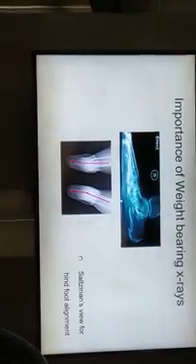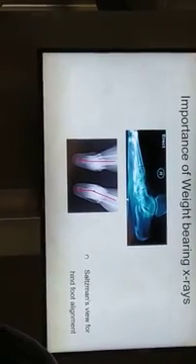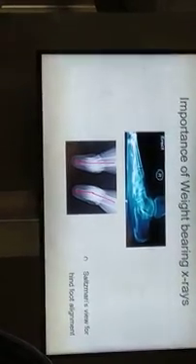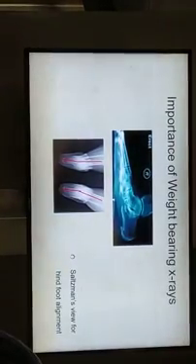So this is how it's taken in a Saltzman view. A lateral is also taken, so that you can check where the collapse is happening, whether it's at the talonavicular joint, the navicular-cuneiform joint, or the TMT joint.